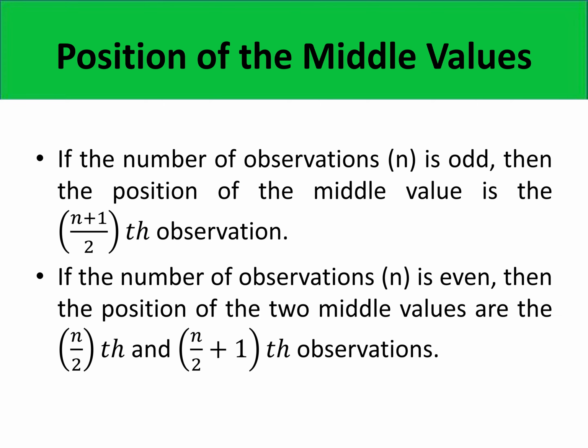Now, if the number of observations is even, there would be two middle values, and their positions are the n over 2 and the (n over 2) plus 1 observations. So for example, if the number of observations is 6, the middle values occur at 3 and 4, or at the third and the fourth observations.